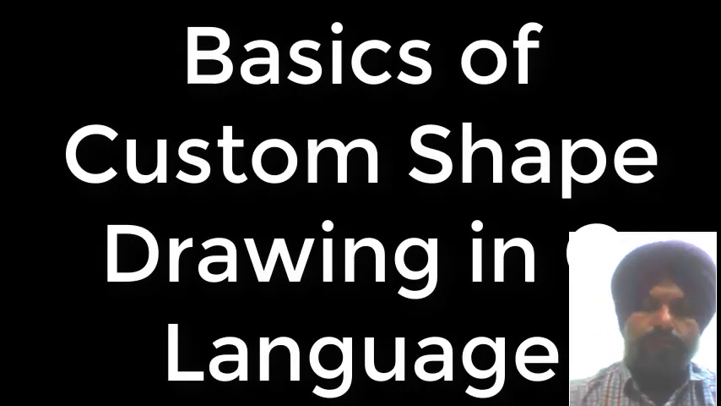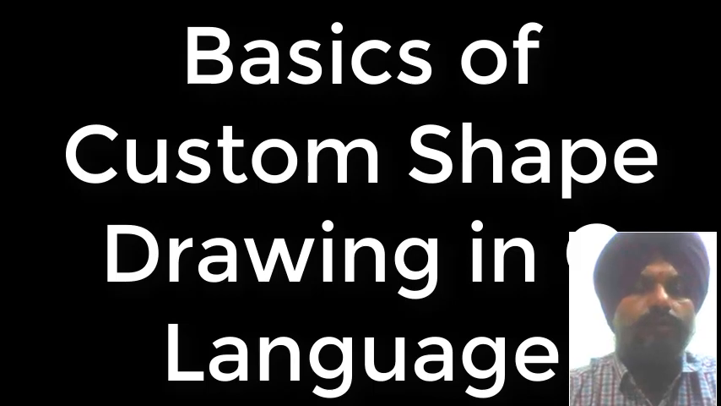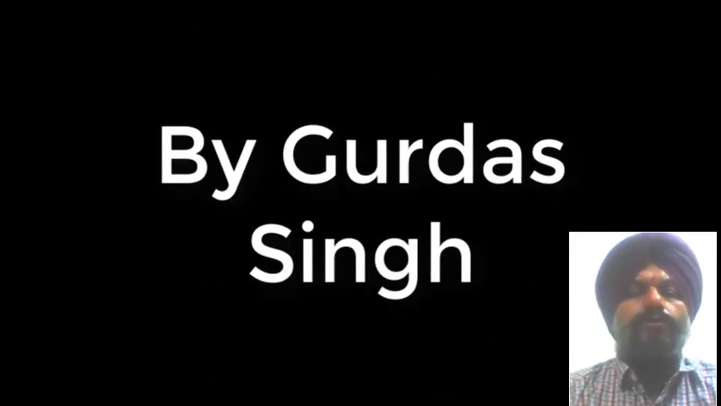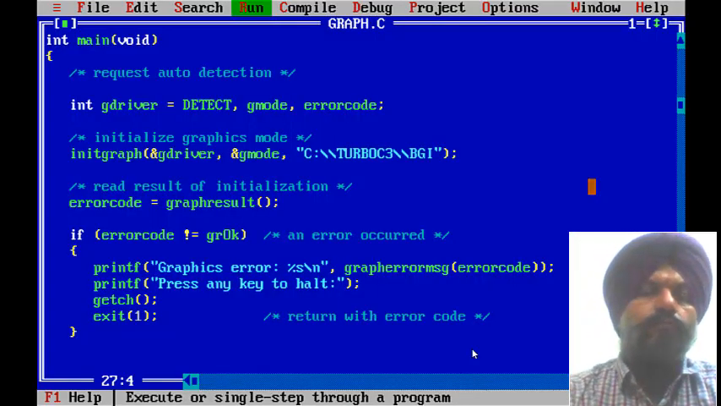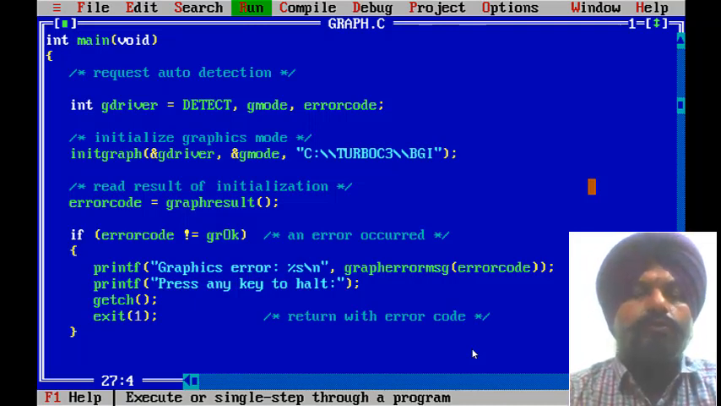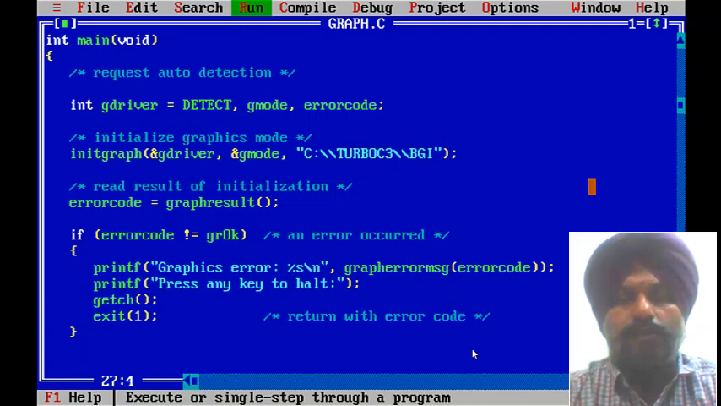Dear student, in this lecture we will discuss how we can draw custom shapes using C language. To draw custom shapes, we must understand the basic workings of the functions in C. Generally, there are three basic shapes used to draw other images. First is line, second is circle, and third one is polygon.